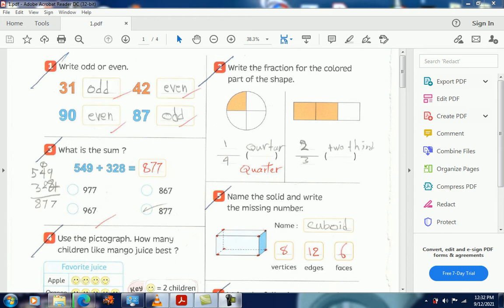Number 3, what's the sum of 549 plus 328? We start by adding the units. So 9 plus 8 is 17. So I write 7 and carry over 1 in my mind. Then 4 plus 2 is 6. And we add the 1 from the carryover, so we got another 7. Then 5 plus 3 is 8. So it ends up with 877.